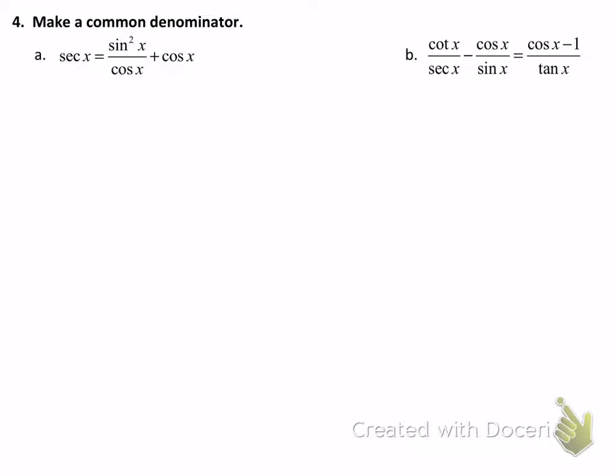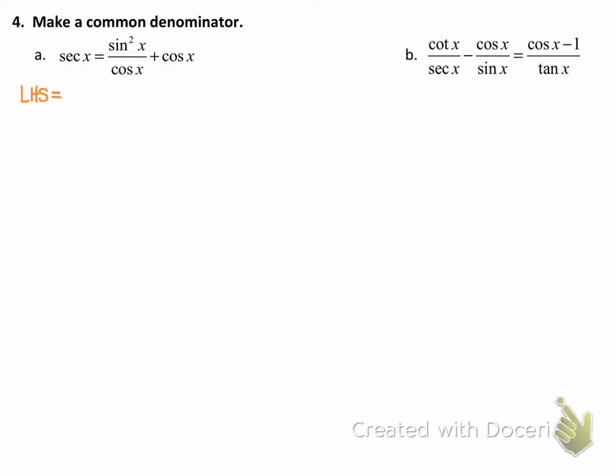Okay, so our last technique that we can use is making a common denominator. So if I want to look at A, I need to add those two functions together, but I can't do that because they don't have a common denominator. So my left-hand side is much simpler.